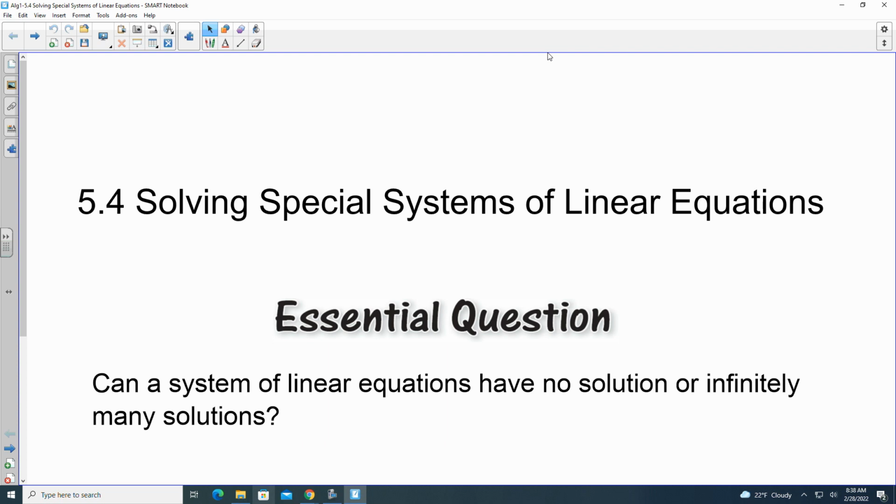So up to this point, when we looked at different systems, whether it was graphing, substitution, or elimination, we were able to get a solution for x and y. The reason we were able to get a solution for x and y was because the two linear equations, the two lines in the graph, intersected at a specific point. That specific point just so happened to be the solution that we found.